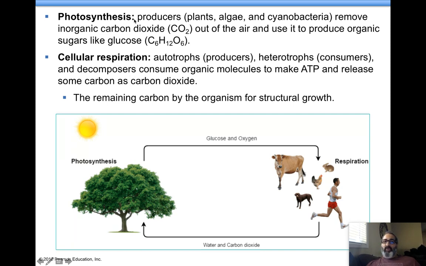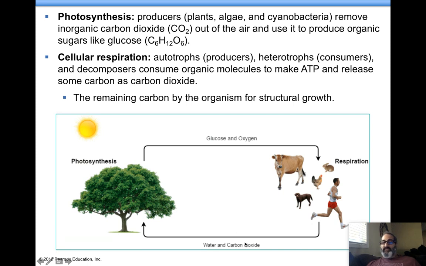So these two processes together balance each other out. Photosynthesis makes glucose and oxygen. Respiration makes water and carbon dioxide. Not a lot of water, very little water. This is taken up by the organism. This is not a major part of the water cycle, but they're related to each other. The carbon dioxide gets taken in, oxygen comes out, we take in oxygen, we make carbon dioxide.